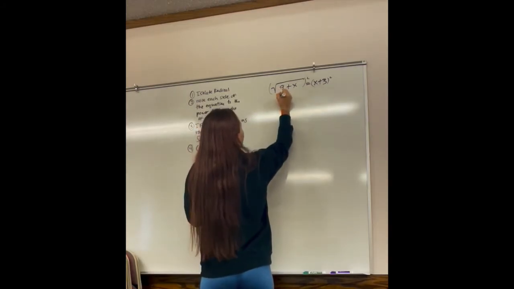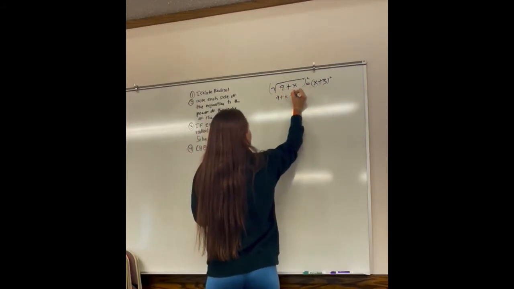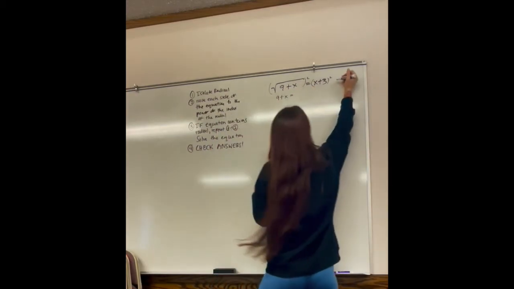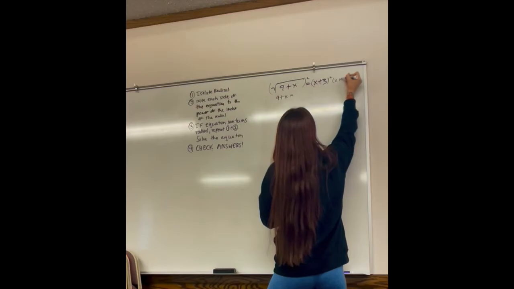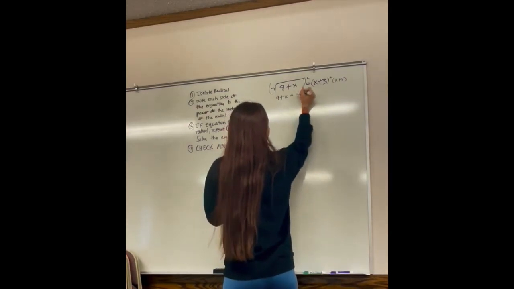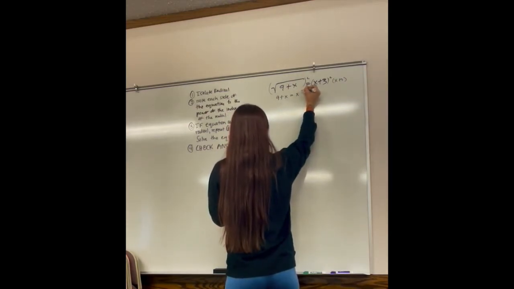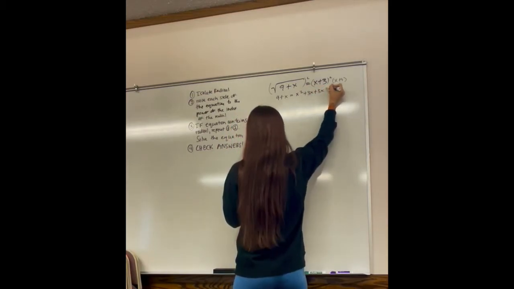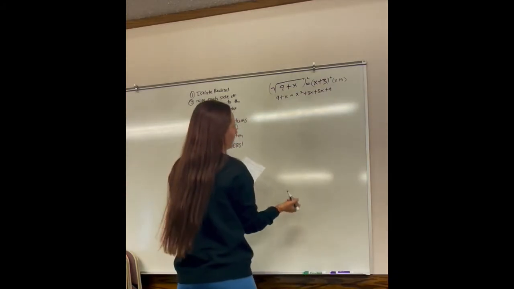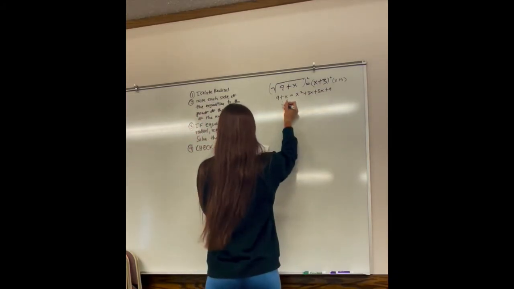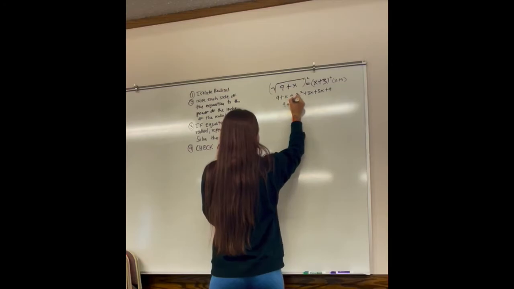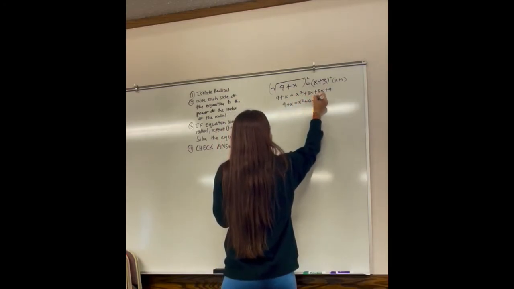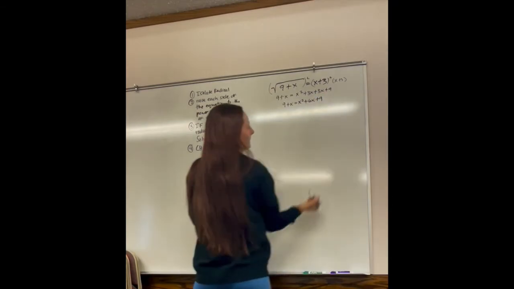So now I have 9 plus x is equal to, this is the best way to do it, you're going to FOIL this. So I'm going to get x squared plus 3x plus 3x plus 9. I'm going to simplify that to equal 9 plus x is equal to x squared plus 6x plus 9.